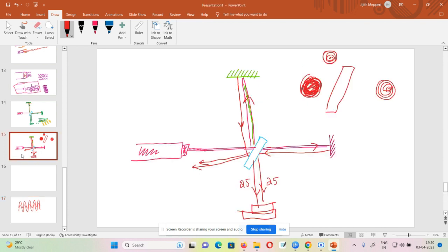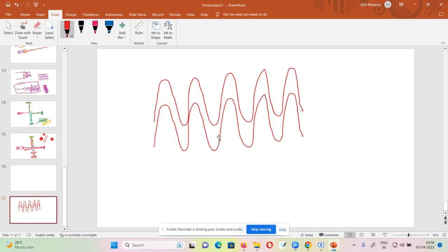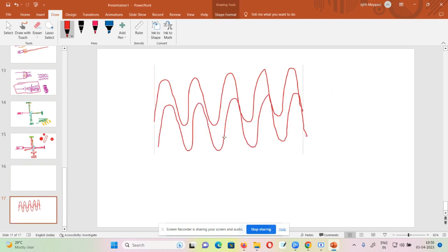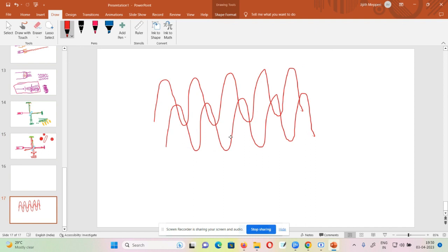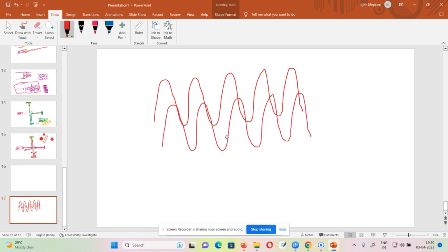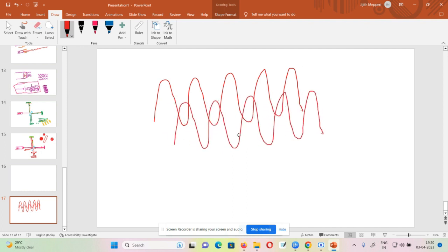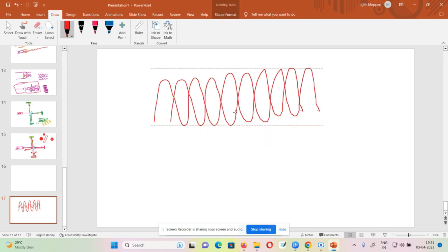Now just see that this mirror is a little bit more distance compared with this distance. What will happen? The second beam will come after some time, and it will be destructive interference. So you can actually change the path by changing the mirror position.